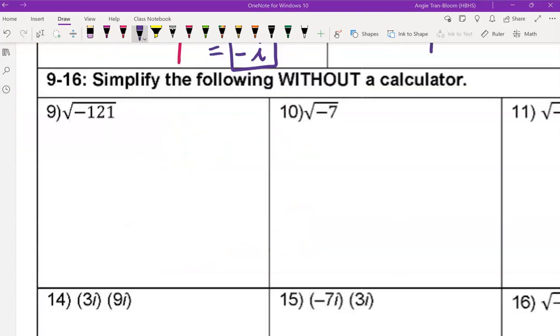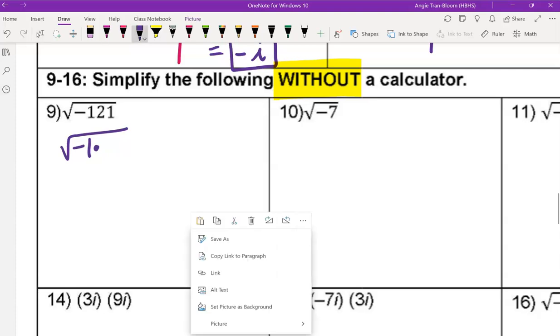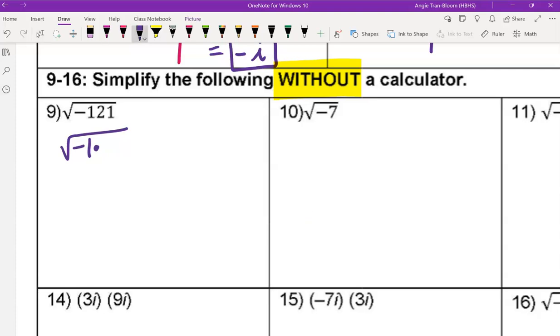Example 9 to 16, guys, it said simplify without the calculator. So on your exam, you will have one part that you cannot use a calculator on. So please do not use a calculator when it says without a calculator. Okay, so square root of -121. So first, I would like for you to copy all of the steps down. -121, students, is the same thing as -1 times positive 121. Extend the bar if you have a square root bar that's too small.